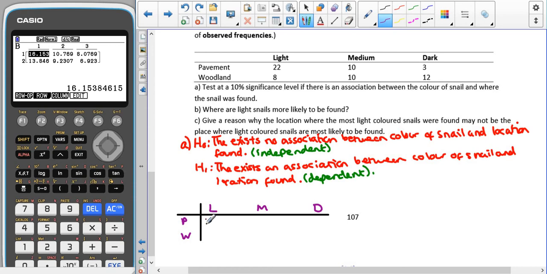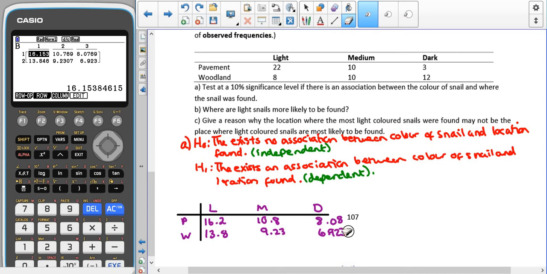So then we've got 16.2. Remember to write things to at least 3 significant figures. 10.8, 8.08, 13.8, 9.23. And then 6.92. And remember, as I've just said, this is our expected values.